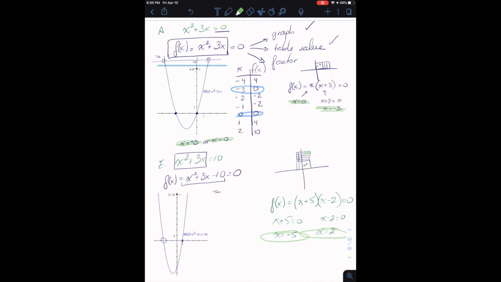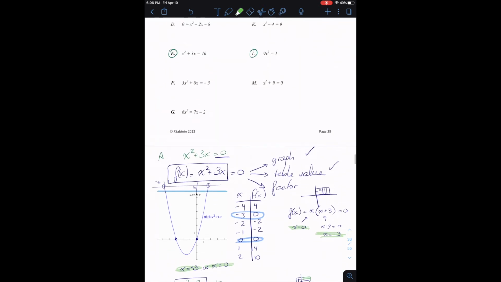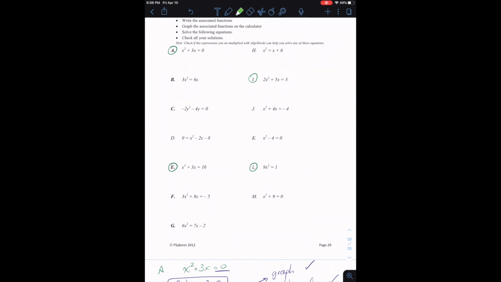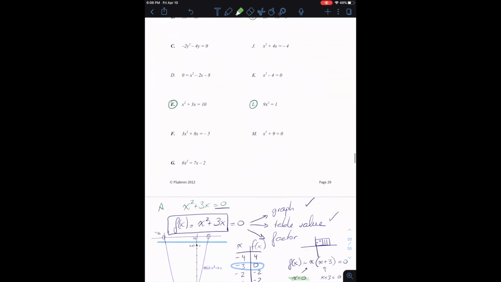We have our two solutions, and in fact, we've confirmed that that is x equals negative 5. So I'm going to let you work on F, G, and H, and we'll come back to do I together.